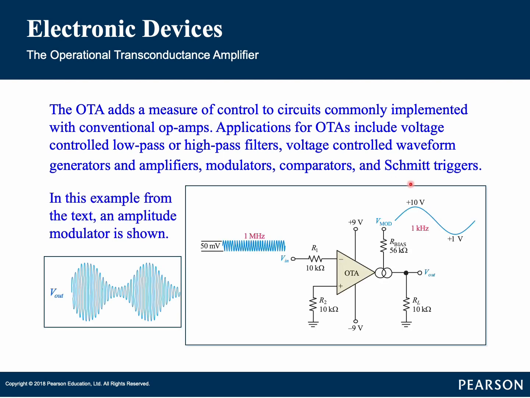The figure shown illustrates an OTA connected as an amplitude modulator. The voltage gain is varied by applying a modulation voltage to the bias input. When a constant amplitude input signal is applied, the amplitude of the output signal will vary according to the modulation voltage of the bias input. This application is known as an amplitude modulator, or AM.